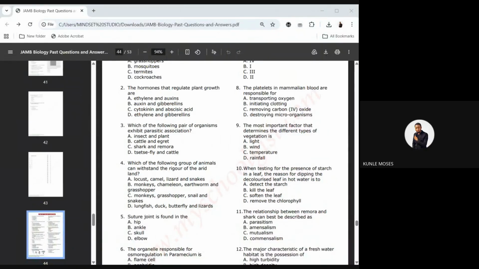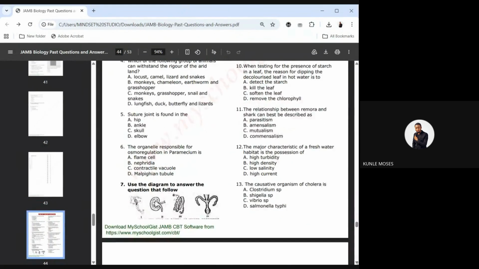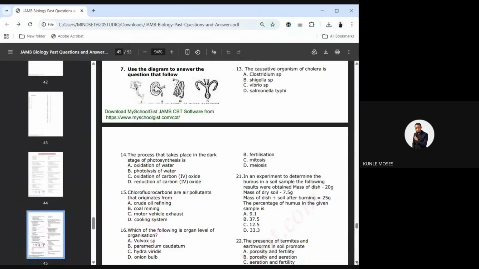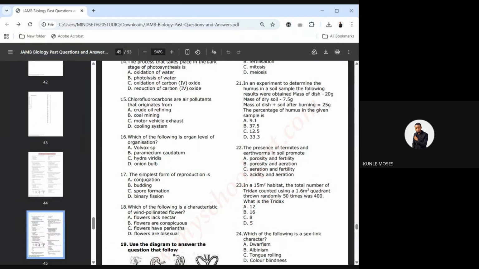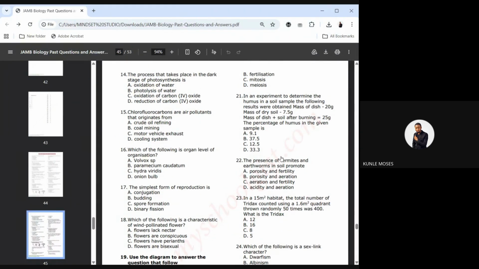Oh, okay. The relationship between remora and shark. Imagine they are repeating the question a lot. Commensalism. They keep repeating this question. Let's go to big questions. All I have is holiday. Yeah, let's go now.